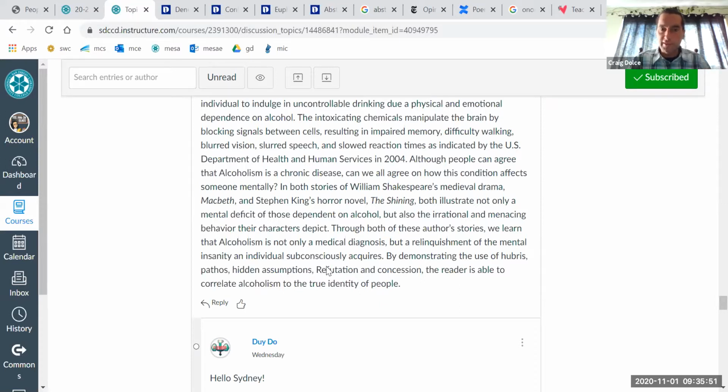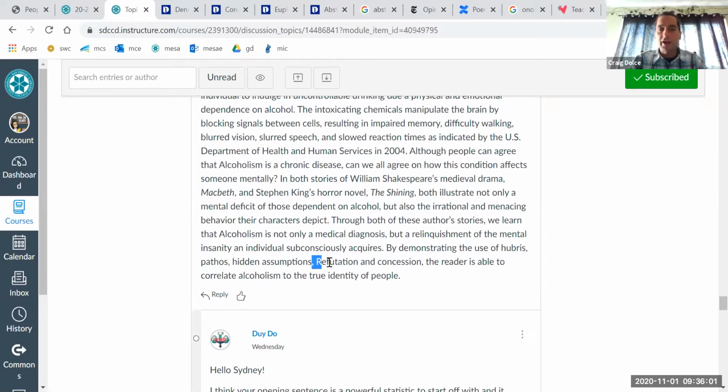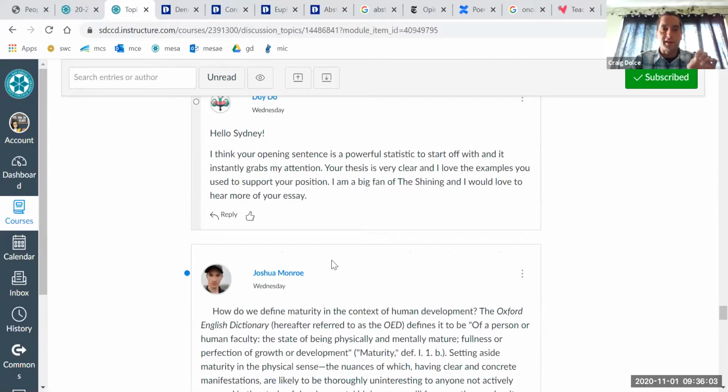So just lowercase the r and put a comma here, because I am a persnickety English professor when it comes to punctuation and format. Right, it's a list of 3 or more. Just add a comma here, lowercase the r. Great job, Sydney. Thank you.